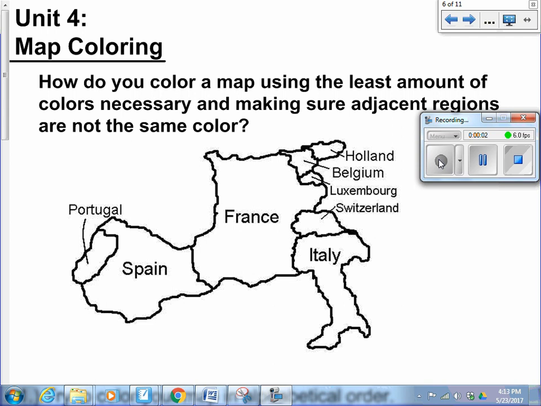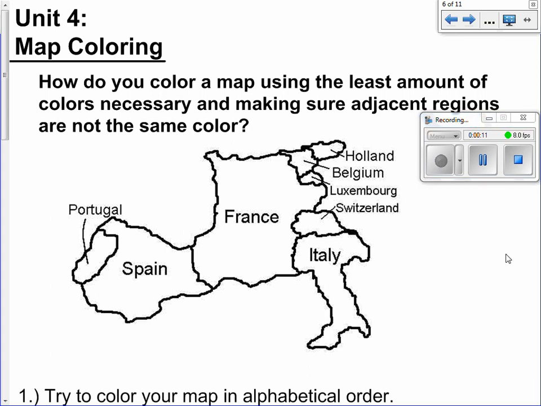All right. The last topic we're going to look at for this unit in graph theory is map coloring. So you might remember we talked about how you color a map. And the one thing that you want to make sure you do is not have two countries, in this instance, or two regions side by side that are the same color. All right? But at the same time, we want to use the least amount of colors that we can.